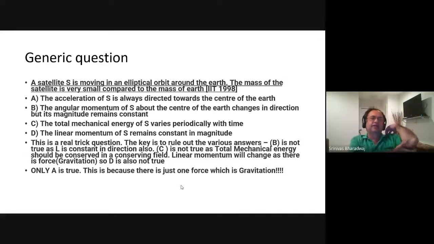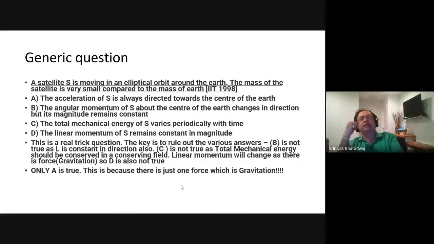Total mechanical energy of S varies periodically with time. No, it need not vary periodically with time, right? It's not a simple harmonic motion. The linear momentum of S remains constant in magnitude. No, the velocity keeps changing. Therefore, if it's in an elliptical orbit, the velocity keeps changing.